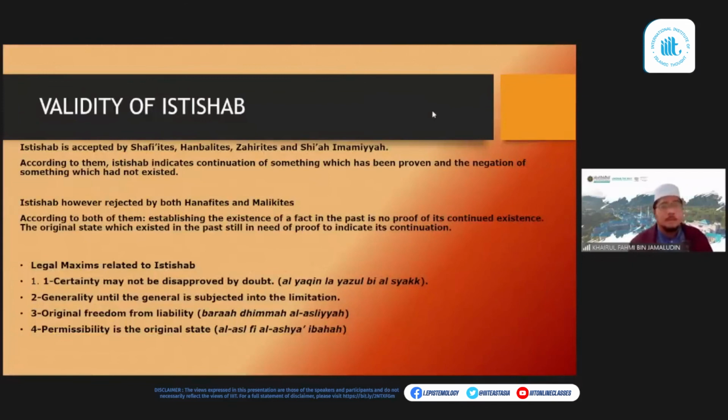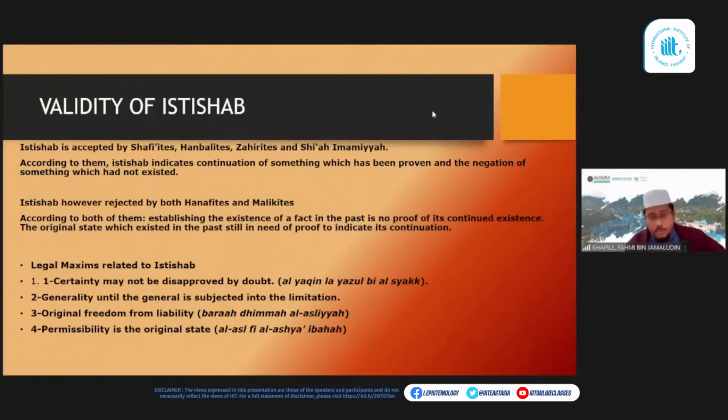Validity of istishab. Istishab is accepted by Shafi'is, Hanbalis, Zahiris, and Shia Imamiyah. According to them, istishab indicates continuation of something which has been proven and the negation of something which had not existed. However, istishab is rejected by Hanafis and Malikis, because according to them, to establish that the previous fact still exists now, they must also come up with proof as well.